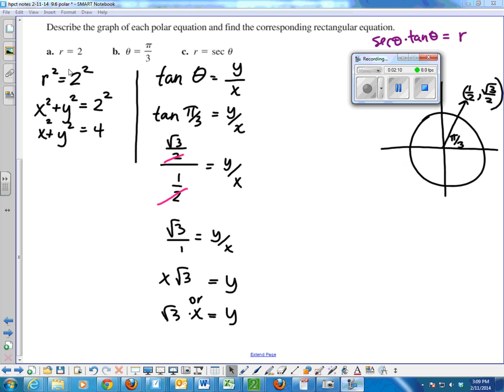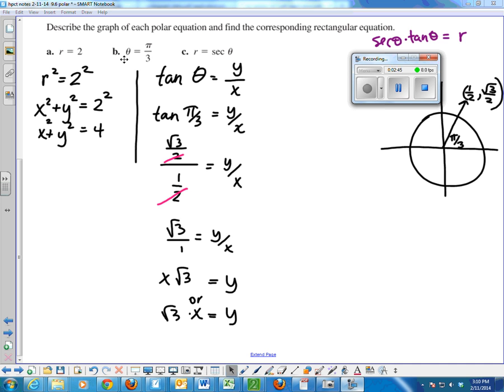Okay, so let's look at example A. We know that we are going to a rectangular equation, and so the change over that we have is x squared plus y squared equals r squared. Since r is 2, r squared is 2 squared. So we would have x squared plus y squared equals 4. And it's in rectangular version when you have just x and y. So this is the equation of a circle, obviously, with radius 2.